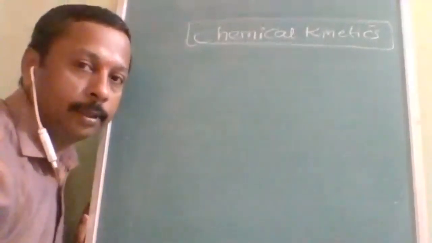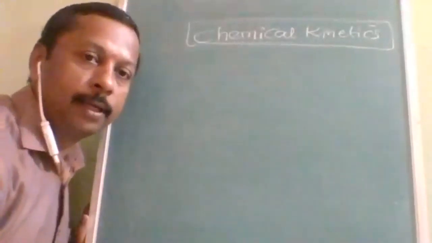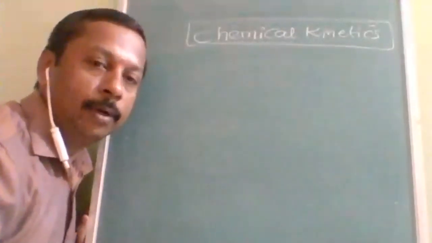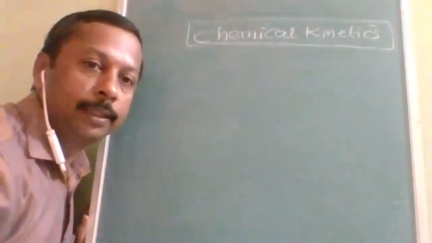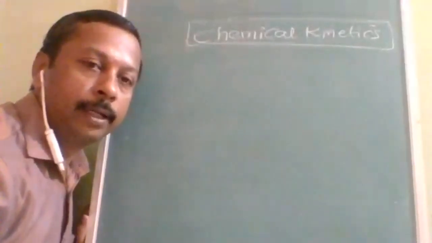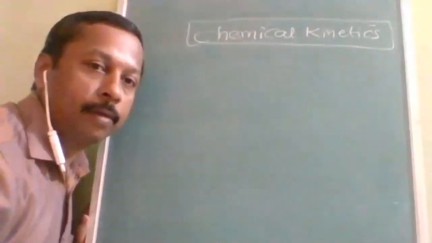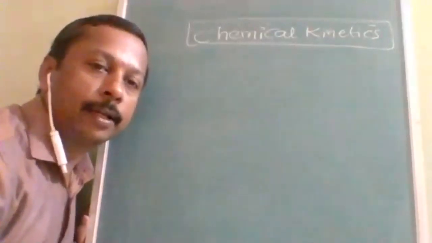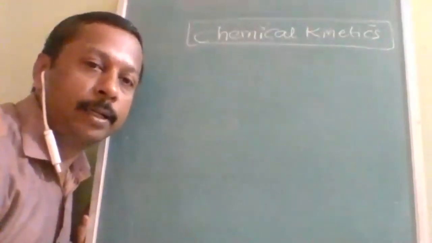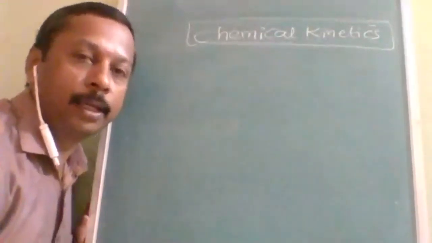Concentration matters. So there is a separate branch in chemistry dealing with what things affect the speed of reaction, methods of measuring the speed of reaction, everything related to the speed of the reaction, studied under one heading. That branch of chemistry is nothing but chemical kinetics.